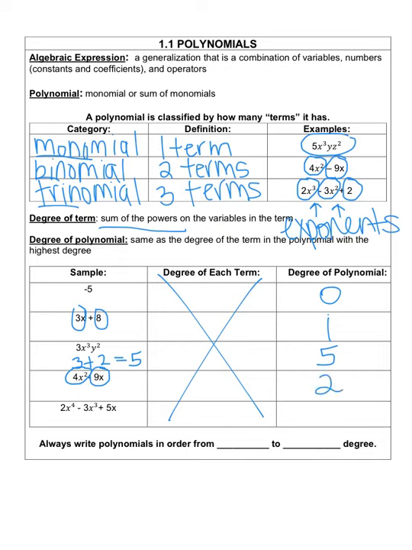And then this last example, I have 2x to the 4th minus 3x cubed plus 5x. So I need to find the highest degree, or the highest exponent of each term. I have an x to the 4th, an x cubed, and then an x. So the highest degree would just be 4, since that's my highest exponent of that term. Okay, something to keep in mind is always write polynomials in order from highest to lowest degree.